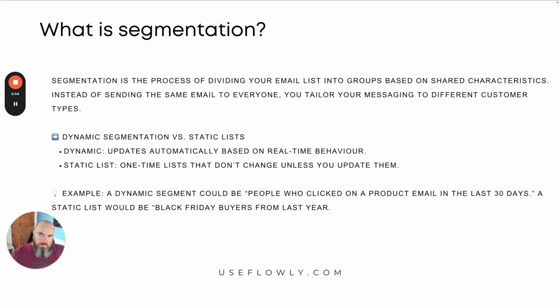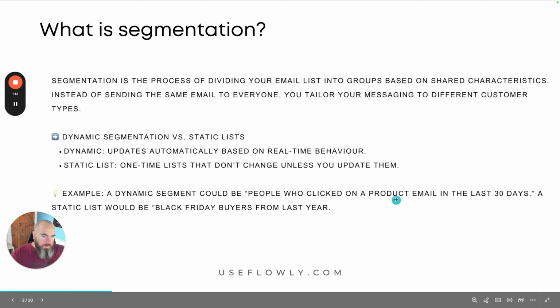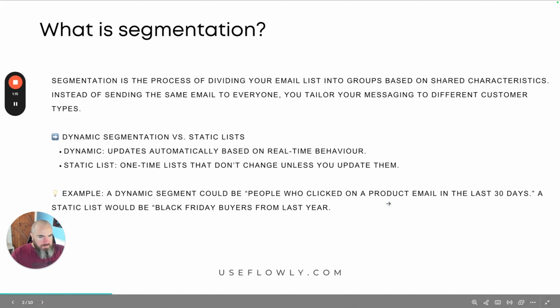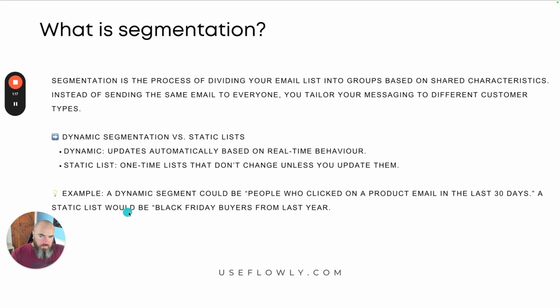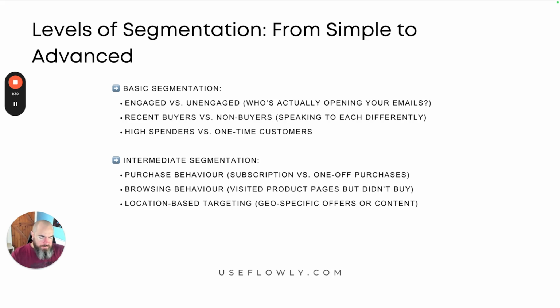So, dynamic segmentation versus static lists. A dynamic segment is something that updates automatically based on real-time behavior. So if somebody places an order for the first time, they become a one-time buyer. A static list is a one-time list that doesn't change unless you update it. So a dynamic segment could be people who've clicked on a product email in the last 30 days, for example. A static list would be Black Friday buyers from last year. You get the idea. That's something that's fixed and won't change unless you update it. And a segment will just change if somebody does something different. And if you're not aware, we're talking about segments today, not lists.